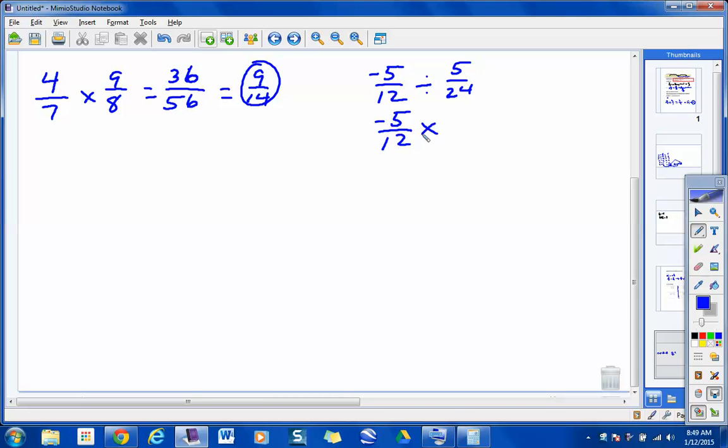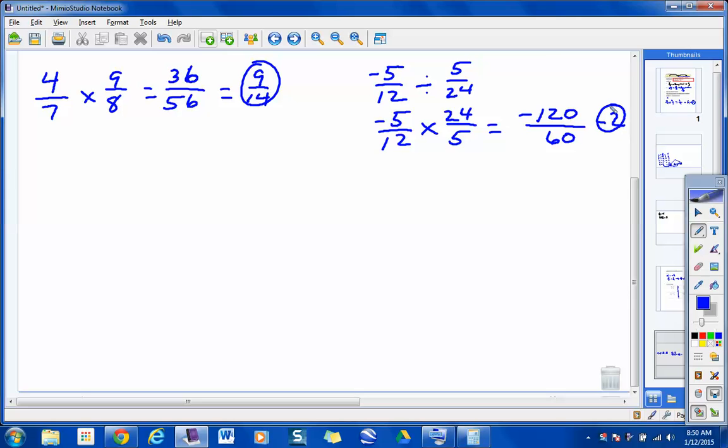Times. And then what are you going to have for your second fraction? 24 over 5. Okay. I believe you get negative 120 up top and 60 on the bottom. Everybody agree? Okay, so when you simplified that, what'd you end up with? Negative 2. Yeah, negative 2 was correct.